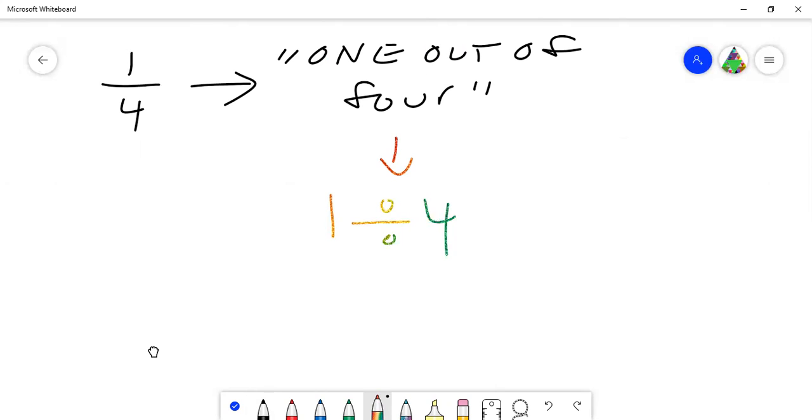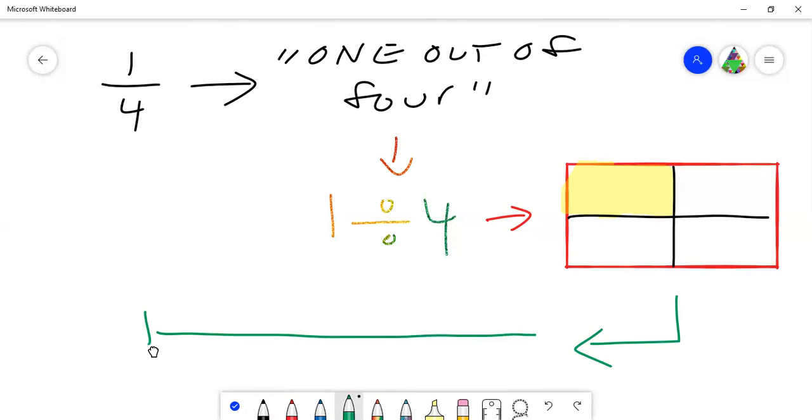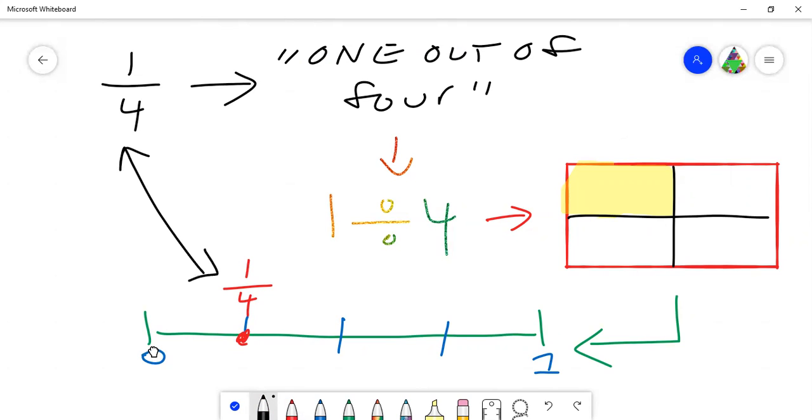That's what 1 out of 4 means, which means I can model that as 1 model cut into 4 equal pieces with 1 of those pieces shaded, which means I can then represent this as a number line. I'm going to take the number 1 and cut it into 4 equal pieces, just like we did with our model. And I'm going to label where the 1 out of 4 is. And then you can see that took us right back to where we were.